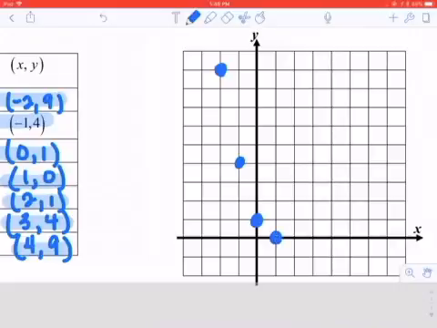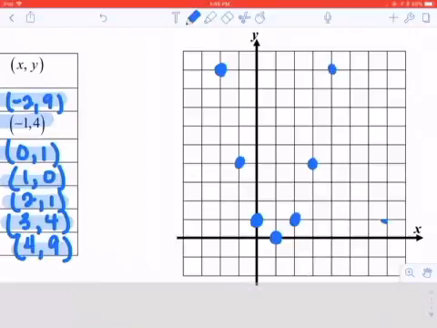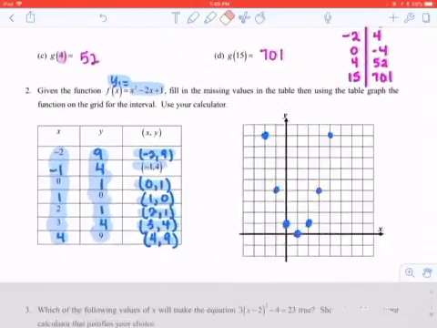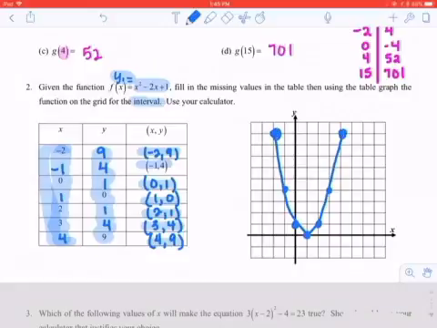1, 0 to the right 1. We don't move up or down. 2, 1, 3, 4, and 4, 9. Now we have to know when do we put arrows and when don't we. Anytime we're graphing over a specific interval, there's that word, and here's the interval we're talking about, from negative 2 to 4. That means we're not going to have arrows because we're only looking for where x is negative 2 here to where x is positive 4 here.